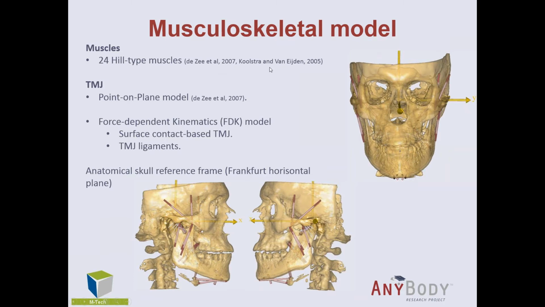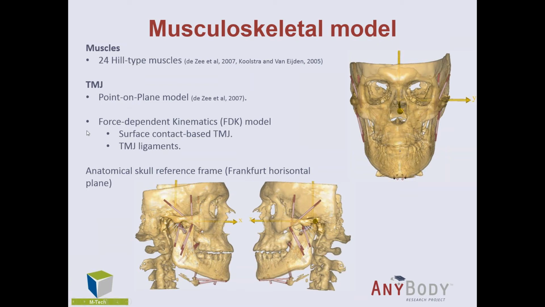The mechanical properties, so the slack length, the optimum fiber length, and also the isometric strength and so on were adopted from the work by Kolstra and Van Eyden from 2005. And to model the temporomandibular joint, we introduced two models. So the model I already told you about, so point on plane, model similar to Dessay et al. in 2007 for comparison, which, I think, is probably the simplest model we can do in this particular case.